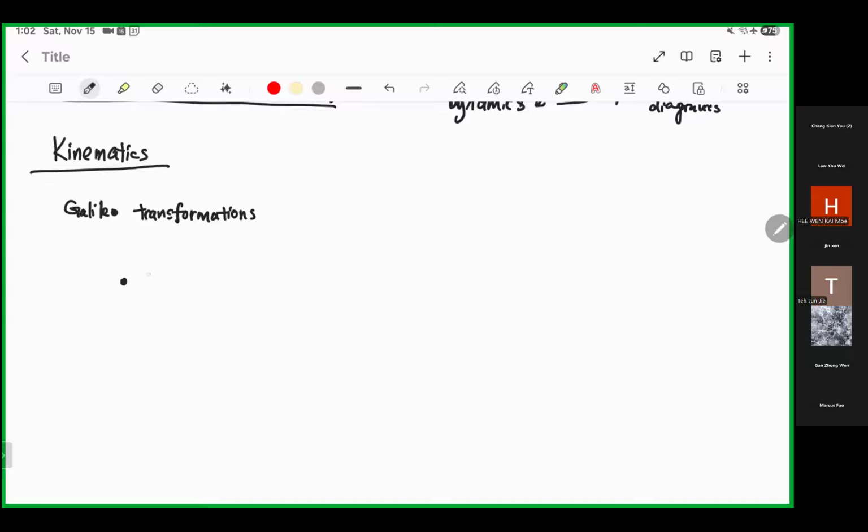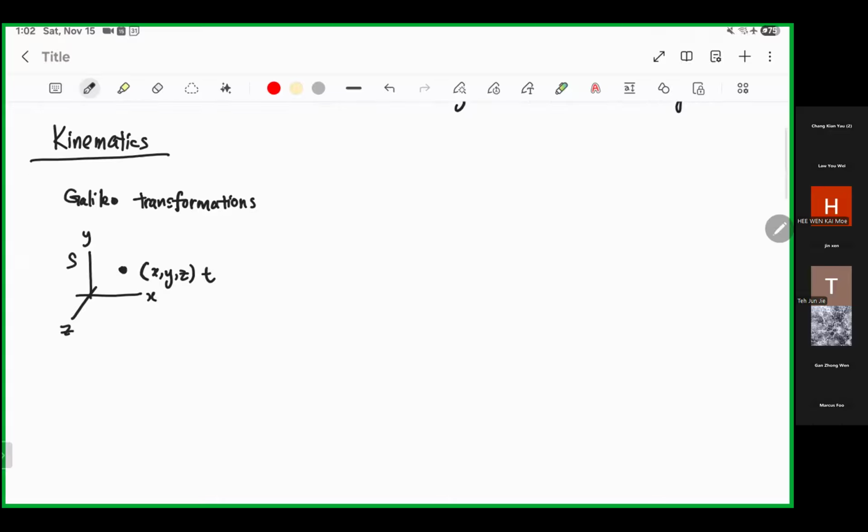If I want to define its position or displacement, we give it a coordinate x, y, z, and then we say that it's at time t. Let's say we look at it from an inertial frame. So this is x, this is y, this is z. We have an inertial frame S, and this particle, when looked at from this particular inertial frame S, will have this coordinate x, y, z, and it is at time t.